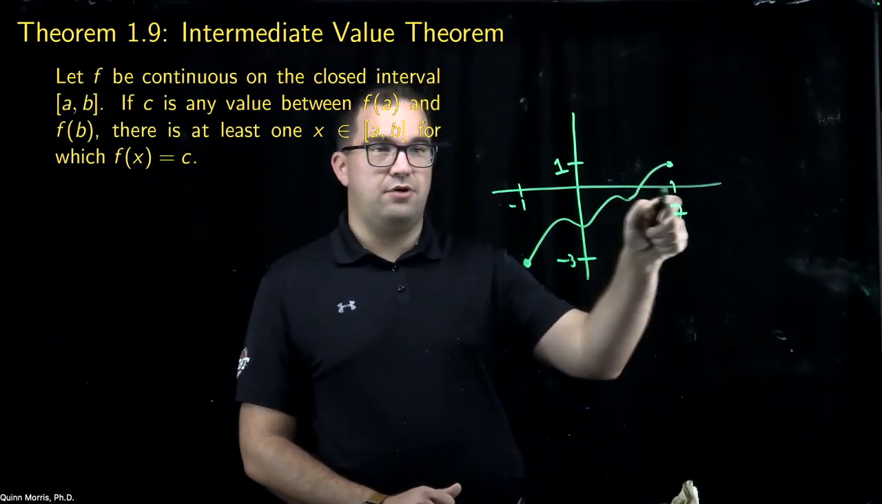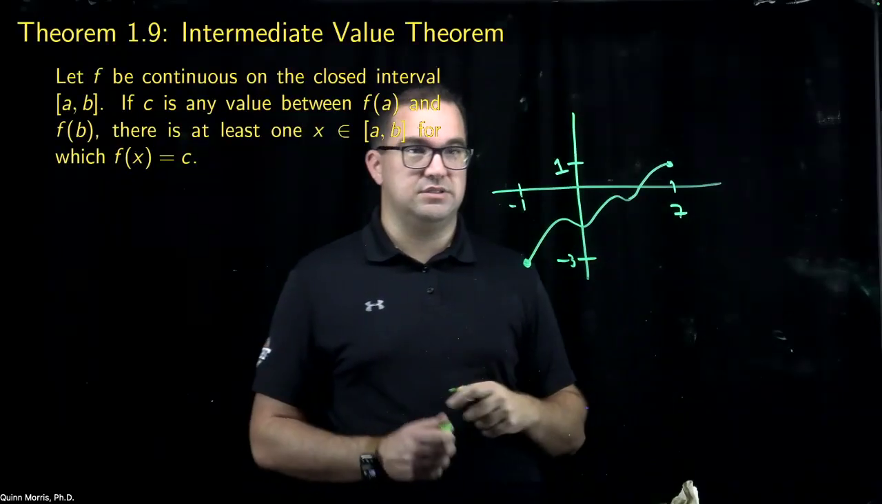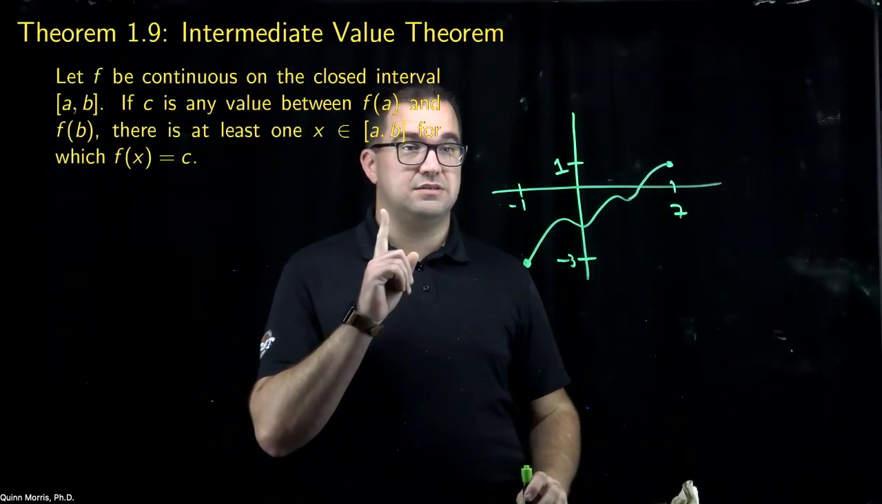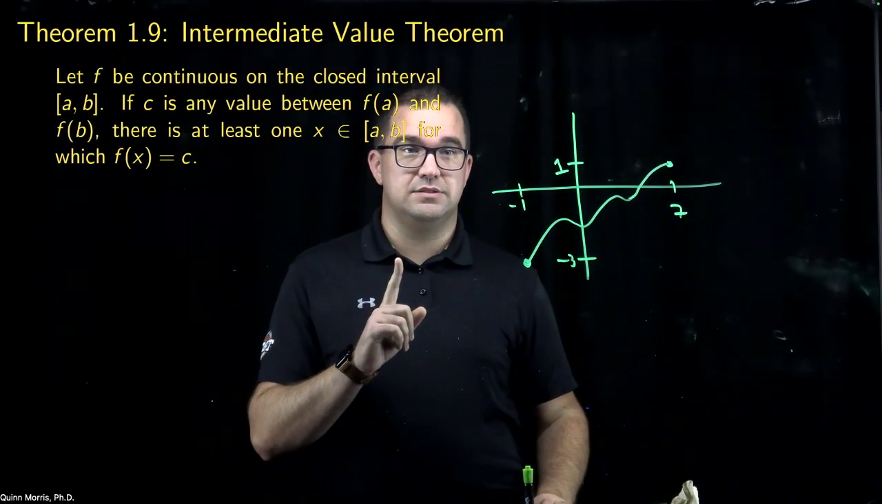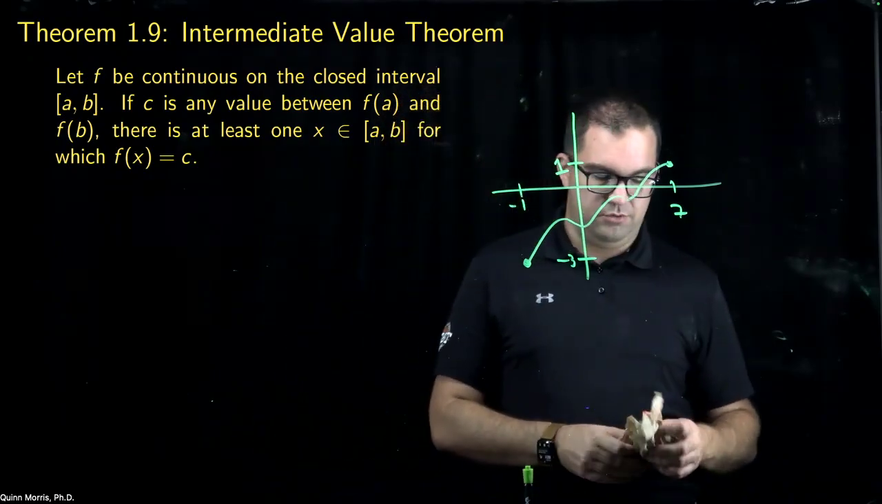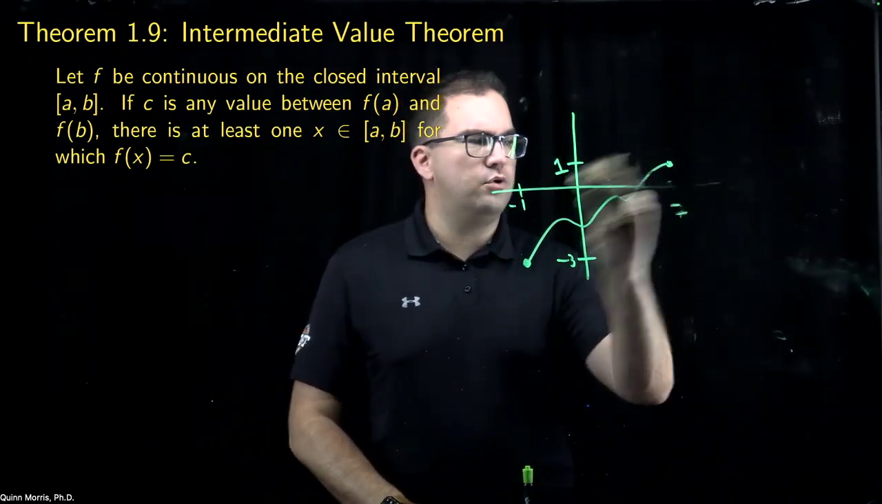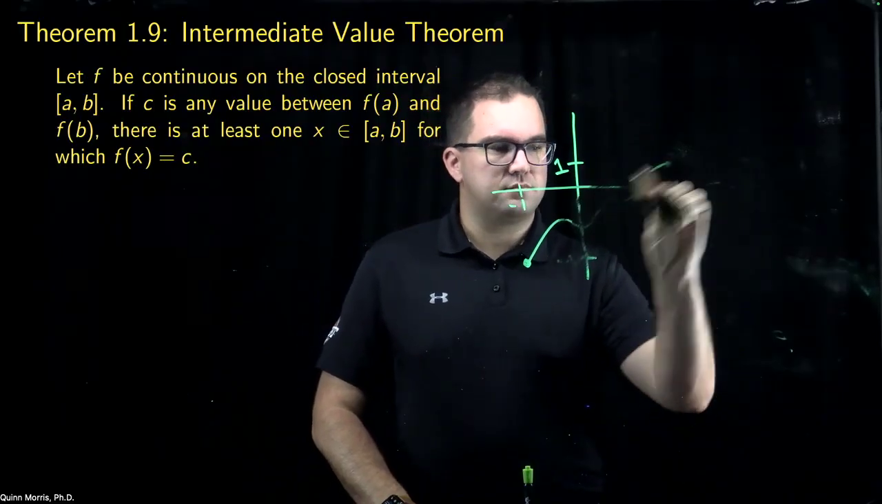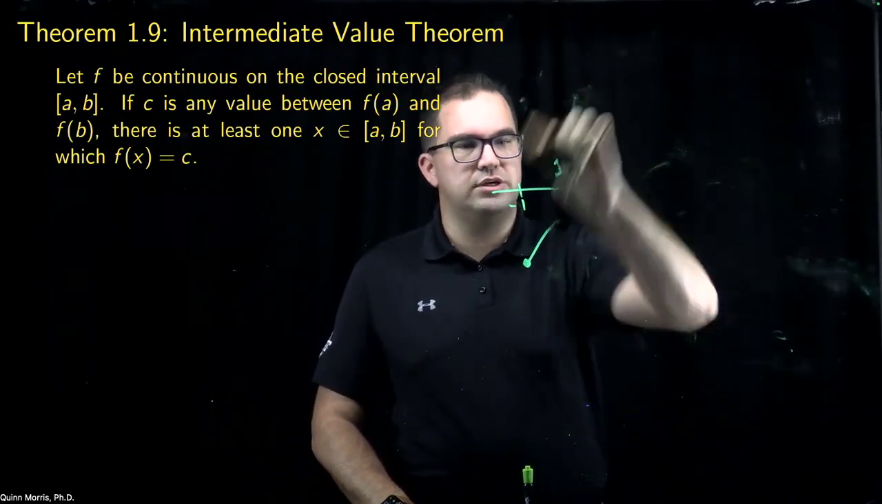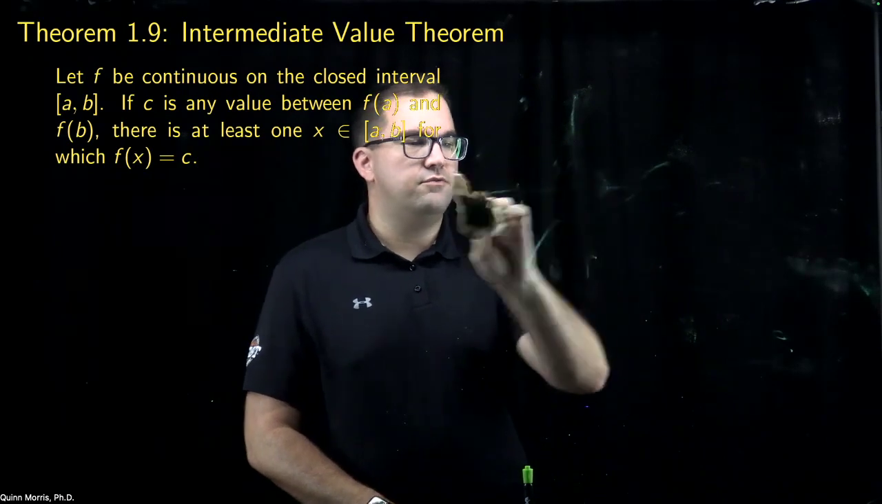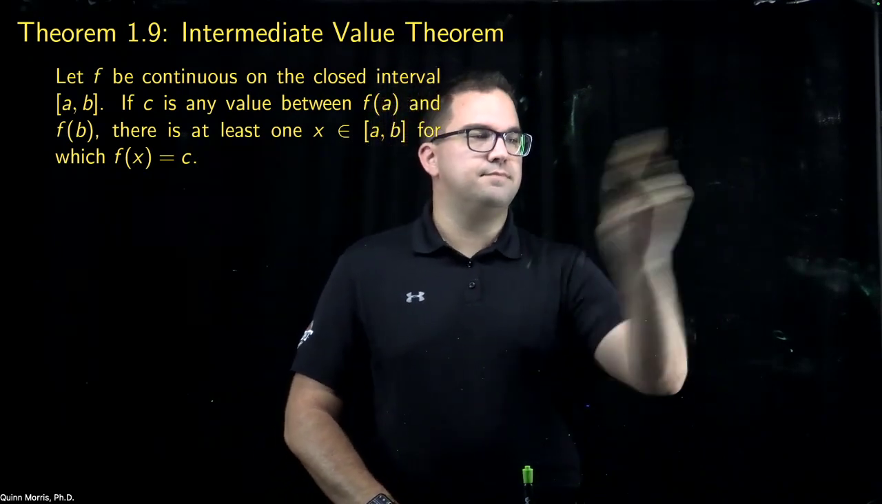I don't know where this value is. I don't know how many times it might cross 0. But I know that it crosses the y value of 0 at least once. That's what the intermediate value theorem tells me. So it's often invoked to prove that certain types of equations have solutions, certain types of functions have roots, things like this.